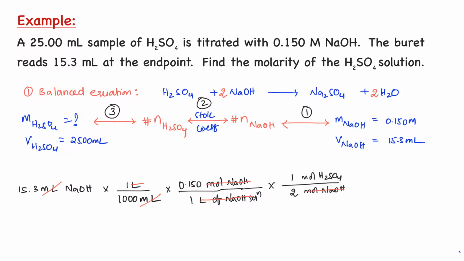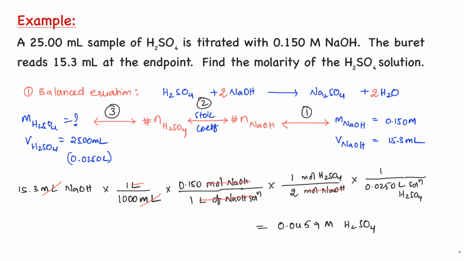If we divide the moles of sulfuric acid by the volume of solution in liters, we get the molarity of the sulfuric acid solution. The volume of sulfuric acid is given as 25.00 milliliters, which is 0.0250 liters. If we do the math, we get 0.0459 molar.